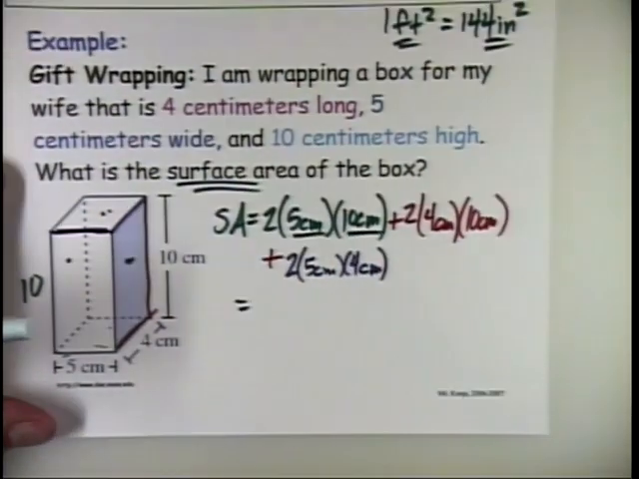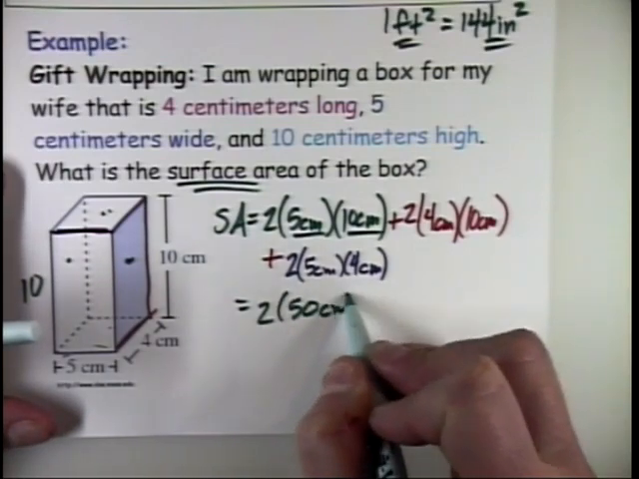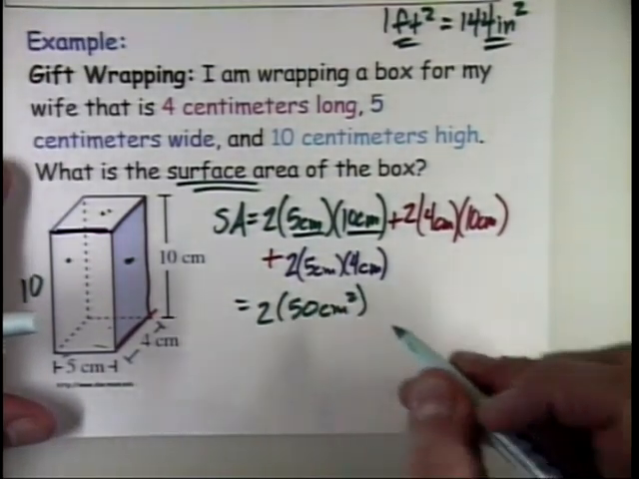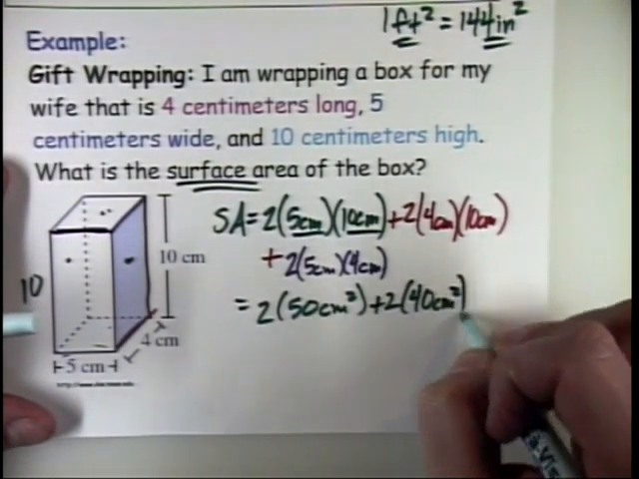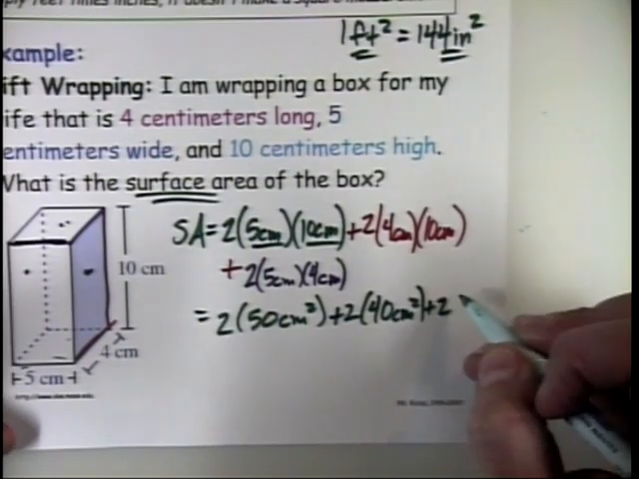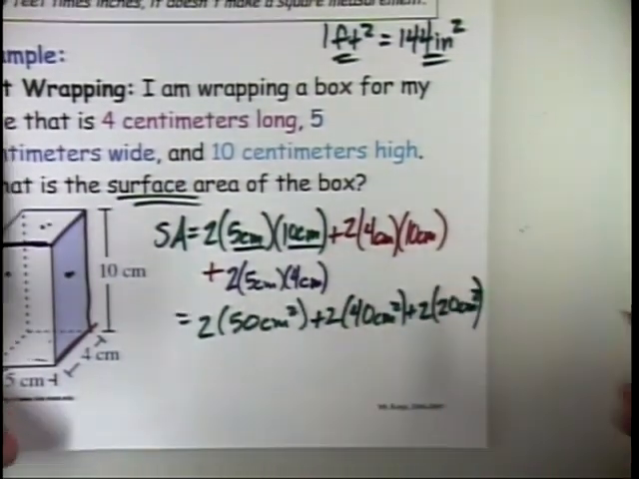If I multiply 5 times 10, I do get 50, but I get centimeters times centimeters, which is square centimeters, and that's good, or centimeters squared. Plus 2 times 4 times 10 is 40 centimeters squared. Plus, I'm going to squeeze it in here, 2 times 5 times 4 is 20 centimeters squared.